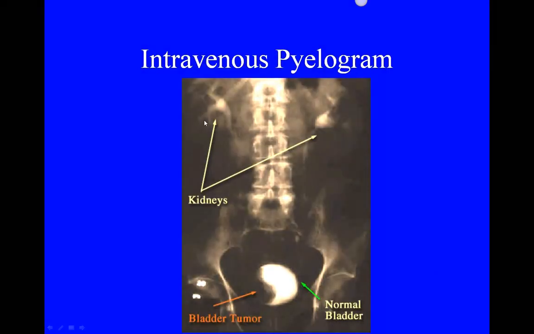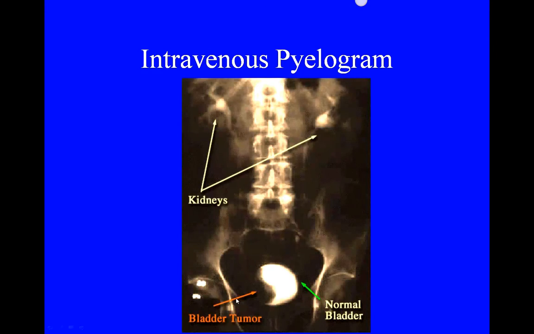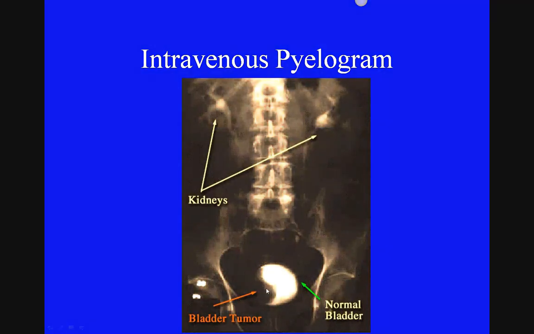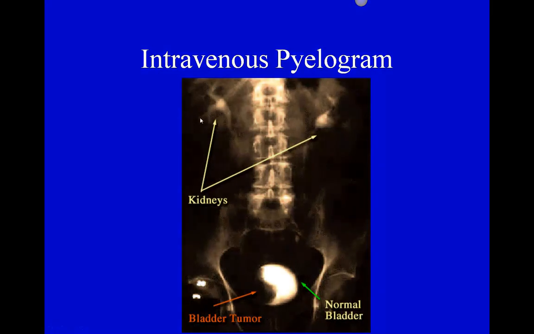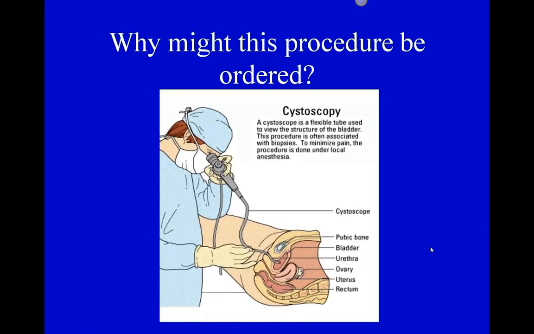Okay, here's an IVP, and they show a big tumor over here where the bladder should be, kind of a big round ball. This person had a bladder tumor. This one was a cystoscopy, and we said anytime we use that term oscopy, we're using a scope to go into a body orifice. So cystoscopy, going into the bladder. Why would you want to do that?